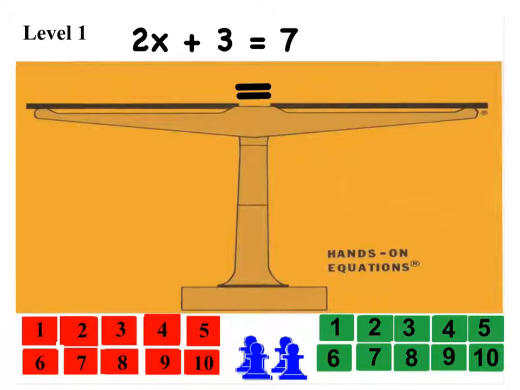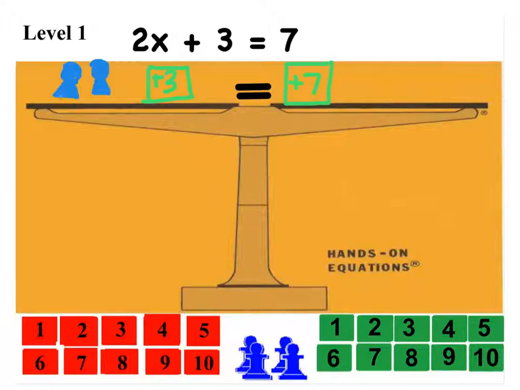All right, so the first thing we want to do is model our equation on the scale. So we have two x's. Remember that we can draw an x by doing a circle and then a triangle, so that represents our pawns that represent an x. So I've got two of those guys. And then I have a positive 3. And remember, on your paper, you can just do a box and write +3 to show that that's positive 3. On the other side, I have a positive 7.